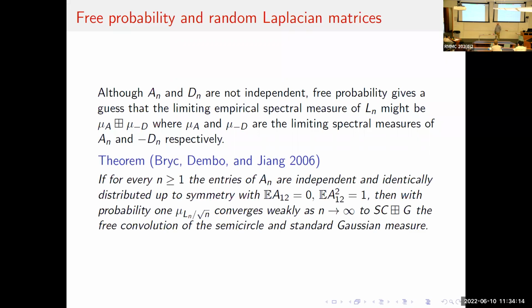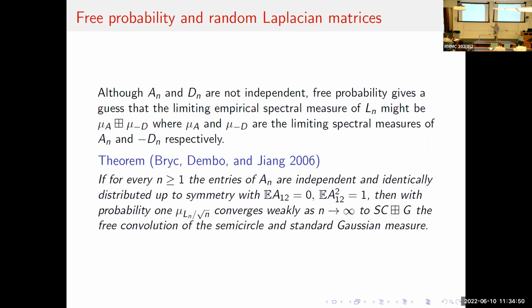So this is a result of Bryc, Dembo, and Jiang from 2006, that if An is a Wigner matrix, so independent identically distributed entries up to symmetry of mean 0 and variance 1, then with probability 1, the empirical spectral measure of Ln over square root of n converges weakly to the free convolution of the semicircle and the Gaussian, which I'm going to denote as SC, free additive convolution G, throughout the talk. So An is of course going to a semicircle. That's Wigner's famous semicircle result.